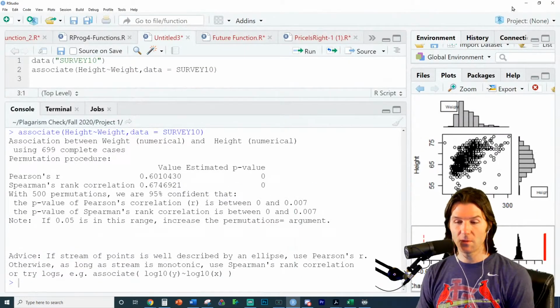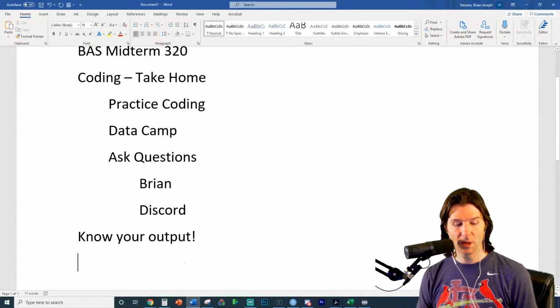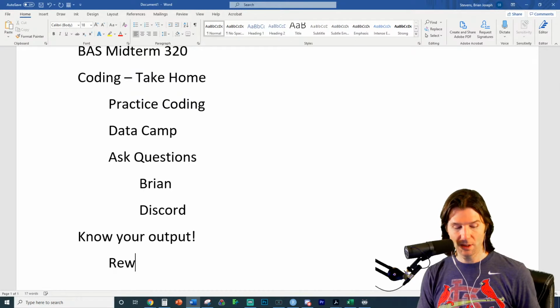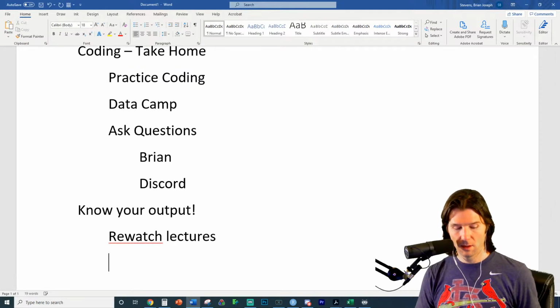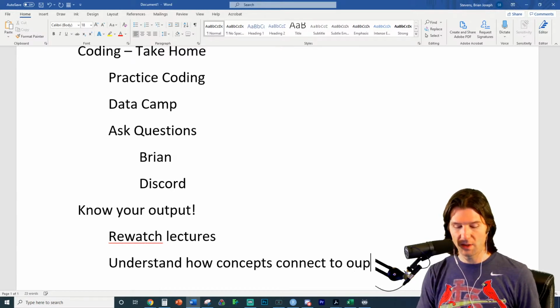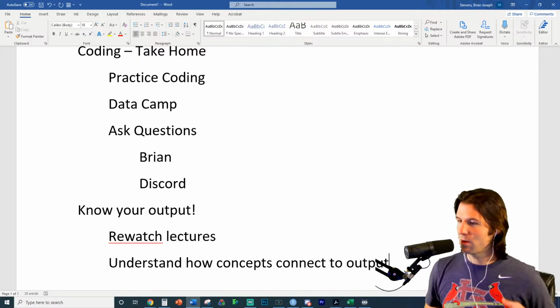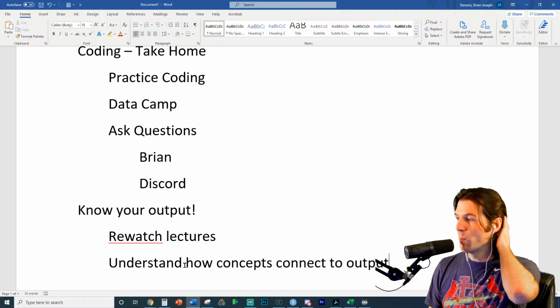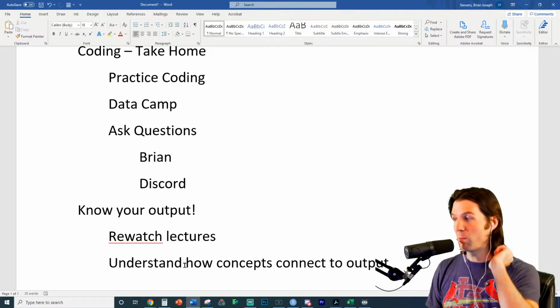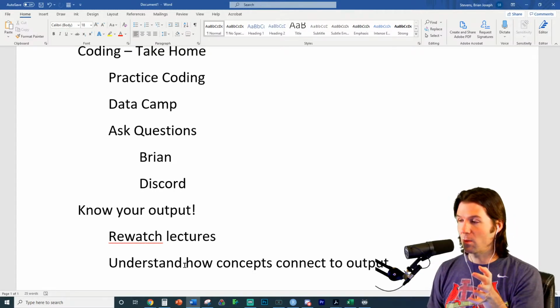So if I'm studying for the test, I'm going to go back and rewatch the lectures, and understand how concepts connect to output. Maybe I'll post some videos. I should have time to make videos, I hope. Everything's so quick. But maybe I can make some videos going over the output for each associate function. I think that would really help.